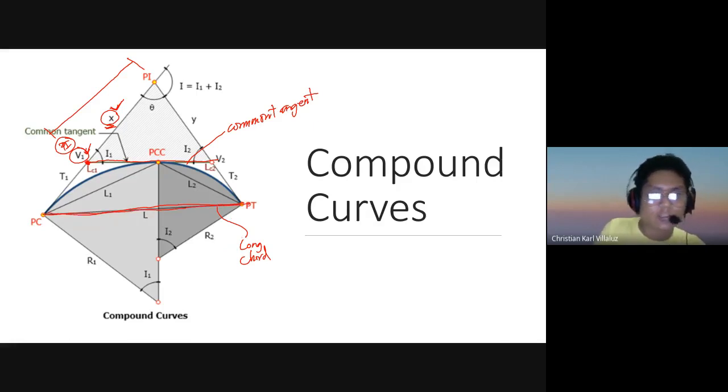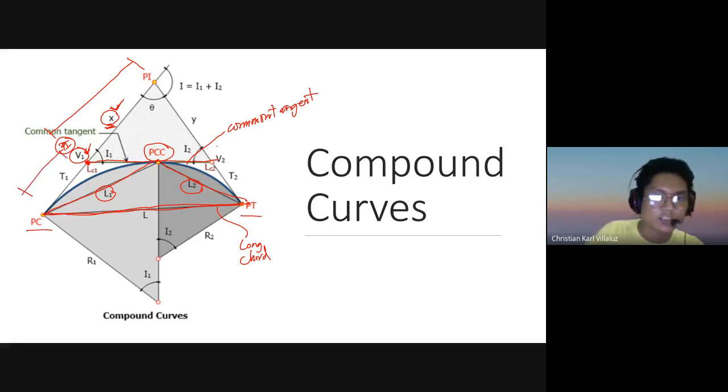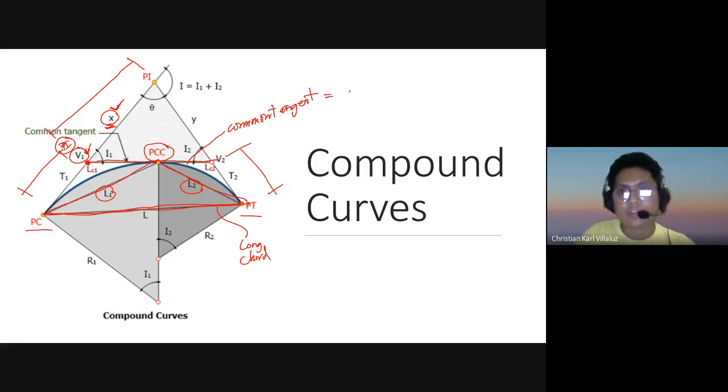Madidetermine natin siya by considering this triangle formed by the chords of each simple curve. So ito yung chord ng una, ito yung chord ng pangalawa. So, ang tawag naman natin dun sa point kung saan nag-connect yung dalawang simple curve is the point of compound curve or the PCC. Now the rest lang din naman, may PC tayo, may PT, tangent ng each curve, tangent nito, and yun na.